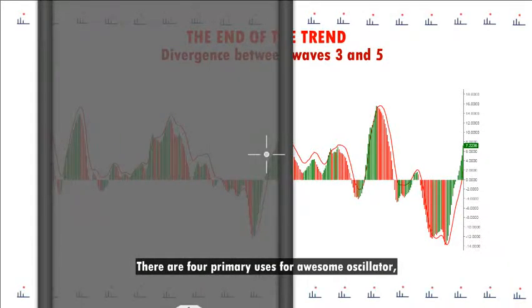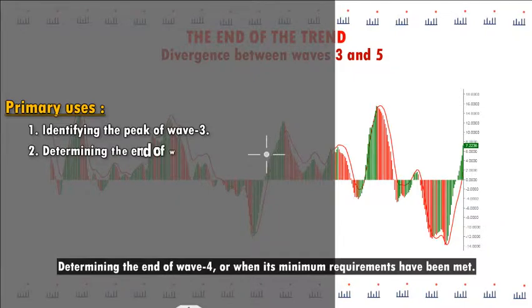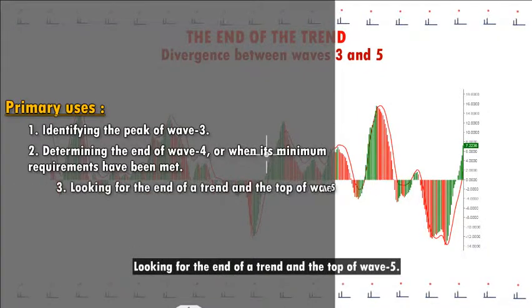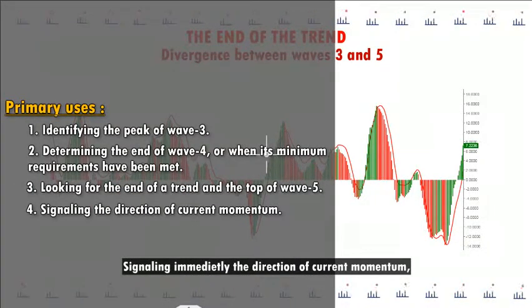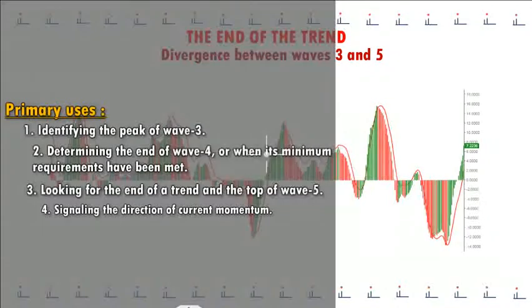There are 4 primary uses for the Awesome Oscillator: identifying the peak of wave 3, determining the end of wave 4, or when its minimum requirements have been met, looking for the end of a trend and the top of wave 5, and signaling immediately the direction of the current momentum, or which side of the market the trader wishes to trade.